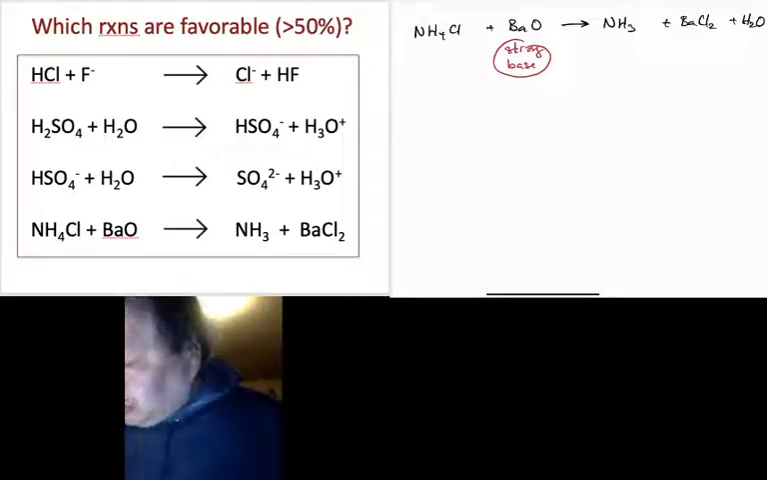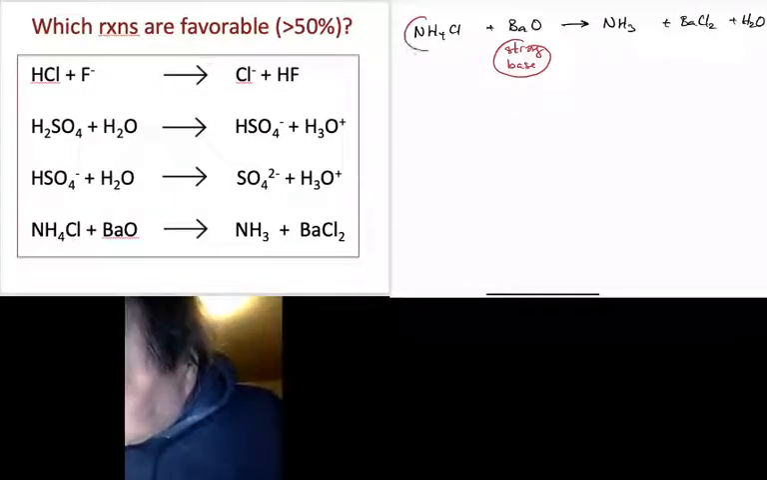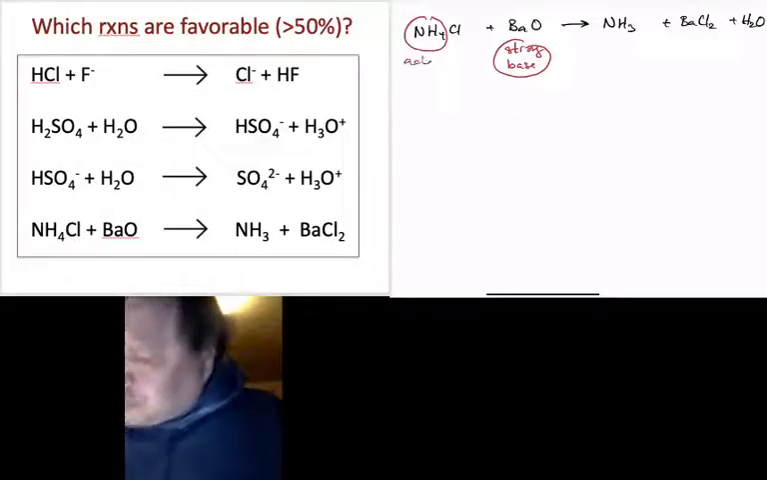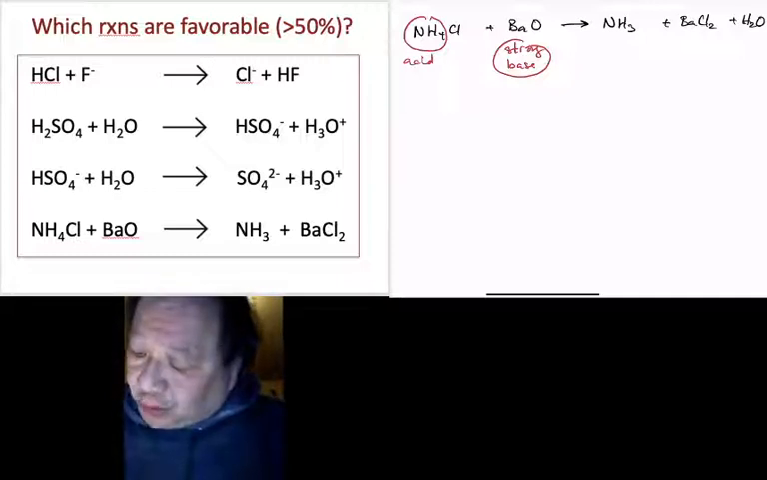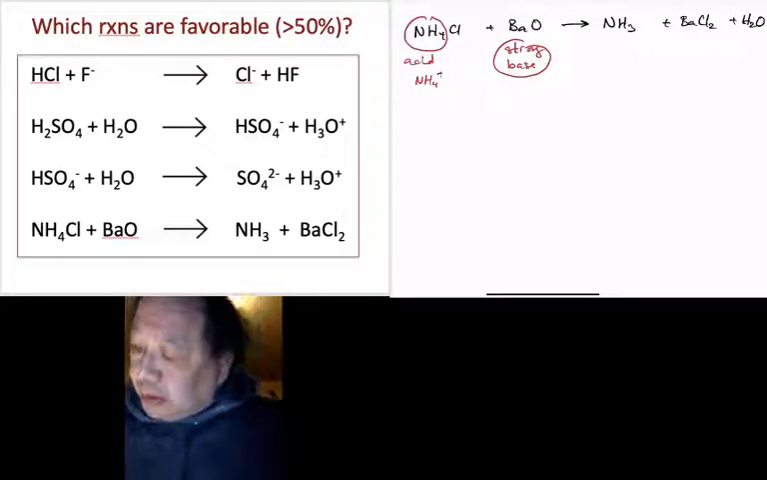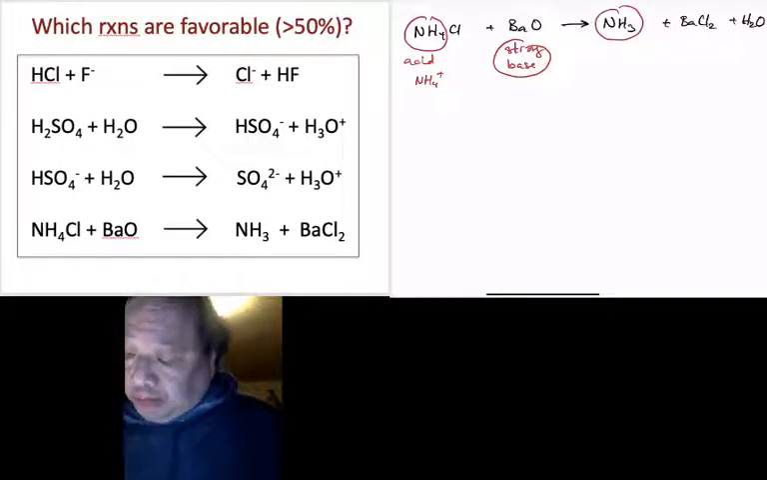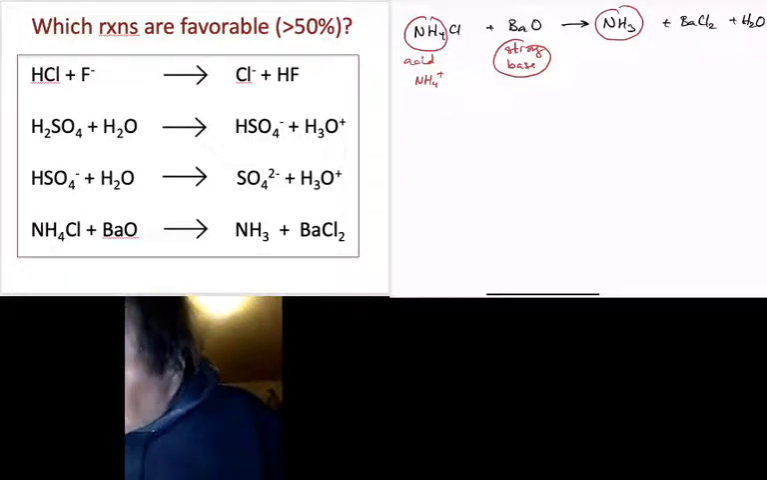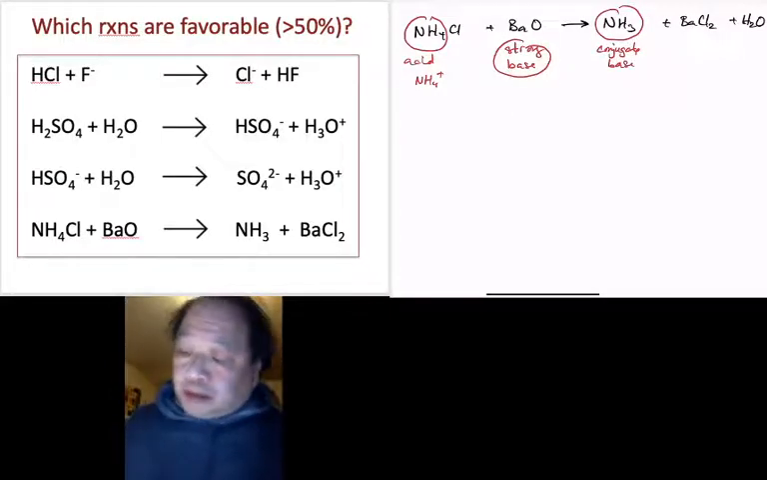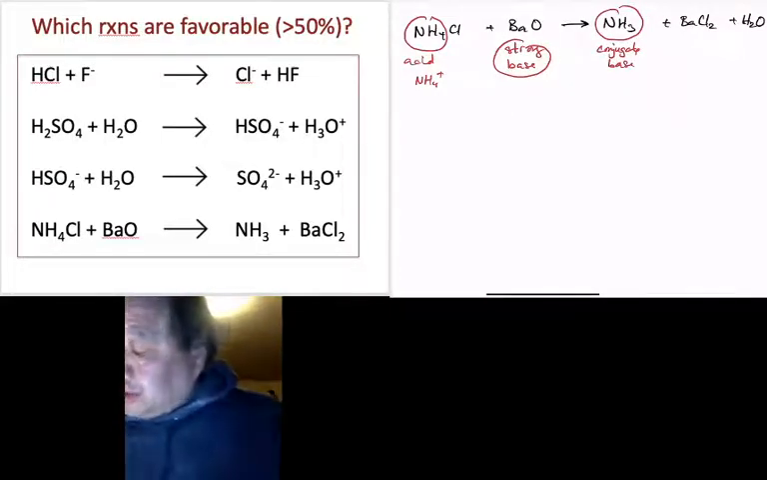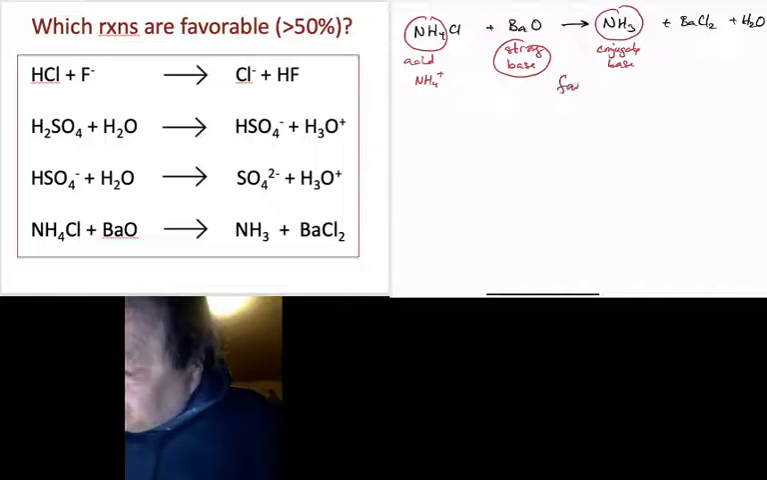And I guess the one way to look at it is that the acid portion is this part. This is the acid, the NH4 plus. NH4 plus is the acid, which makes NH3 the what? What is the NH3? If NH4 plus is the acid, it makes this the conjugate base. And so, since the conjugate base is much weaker than the original base, this reaction is indeed favorable.